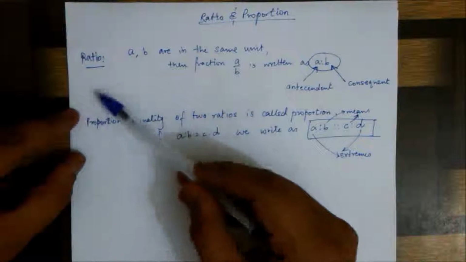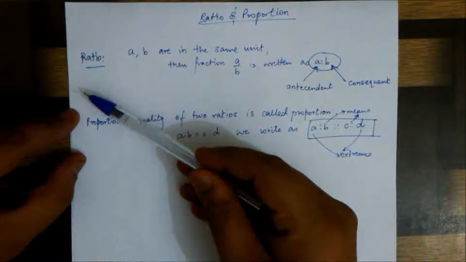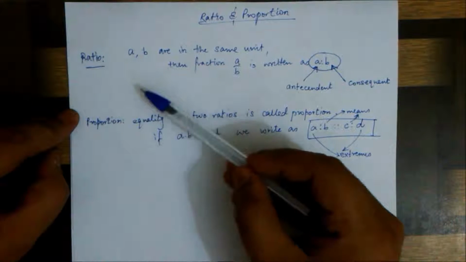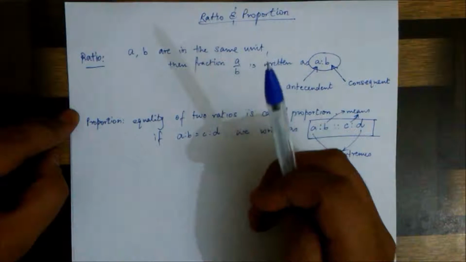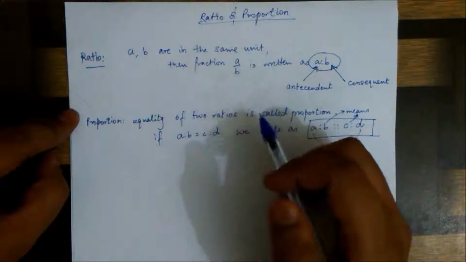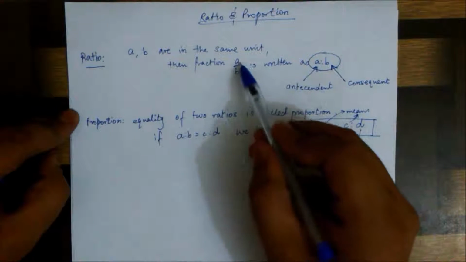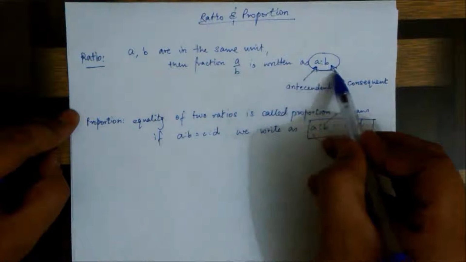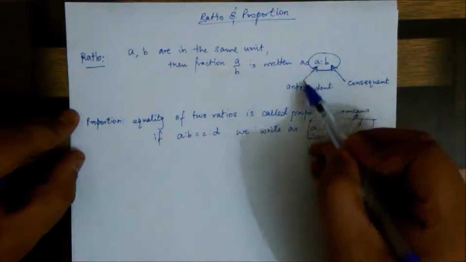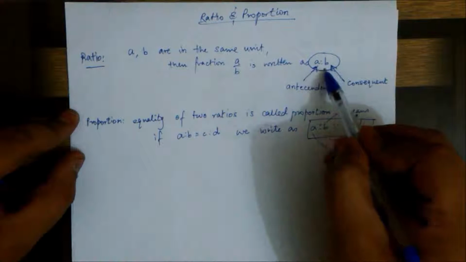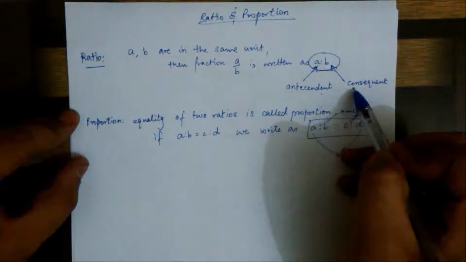First, let's define what's a ratio. The ratio of two quantities A and B in the same units is the fraction A by B, and we can write that as A is to B. Here A is known as antecedent, whereas B is known as consequent.